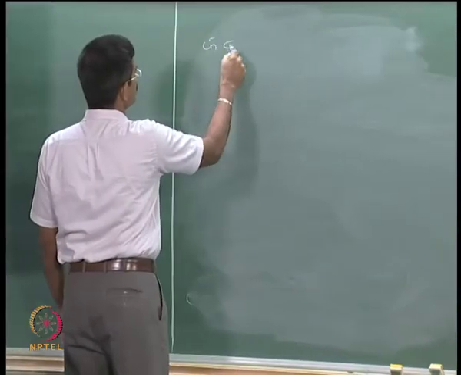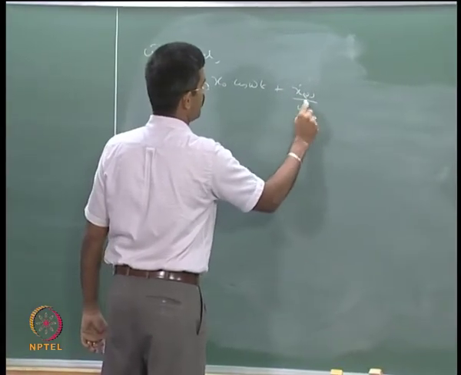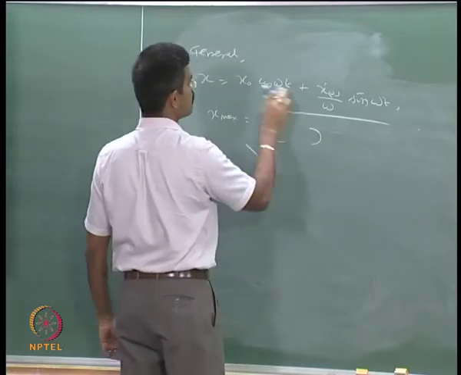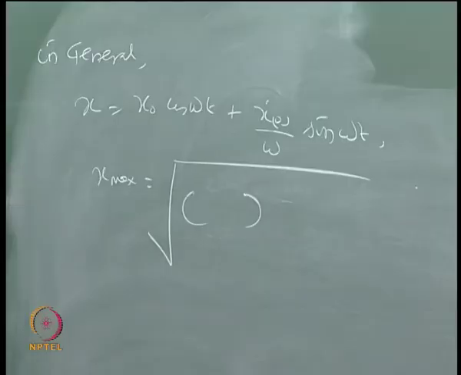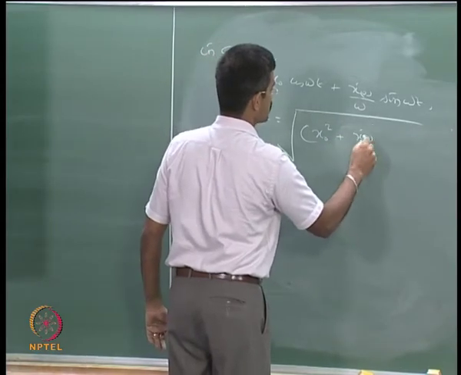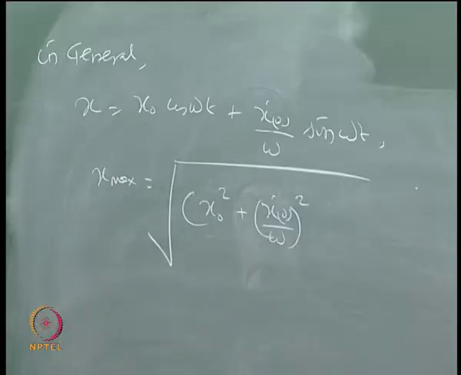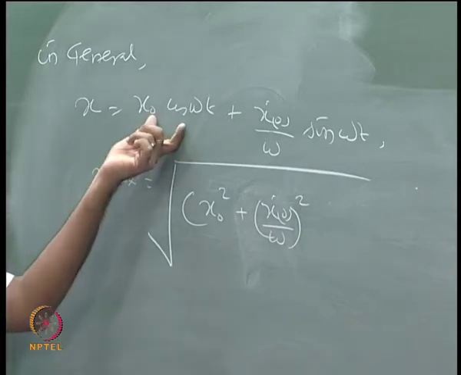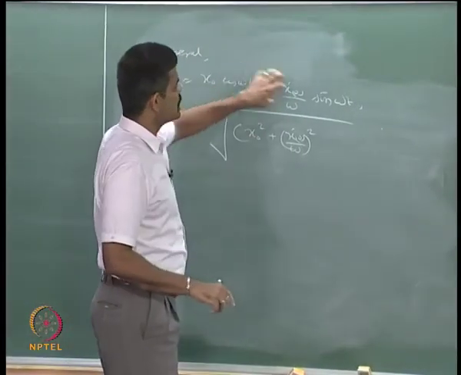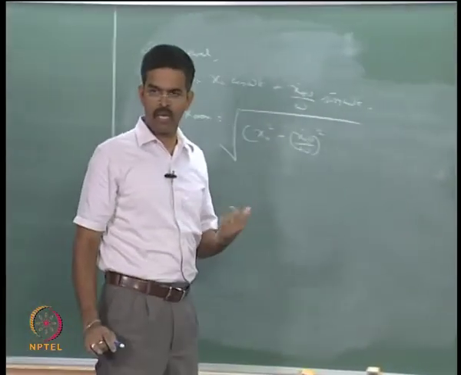Now, in general, if x is x naught cos omega t plus x dot 0 by omega sin omega t, x max is simply given by the square root of the squares of these coefficients. That is a general equation, which is nothing but the square root of x naught squared plus x dot naught by omega squared. Applying the same algorithm by comparing this equation with what I have here, I must pick up the coefficients of cos omega t and sin omega t, that is nothing but this value and this value. Square them up, take a root and find the x max, is it not?